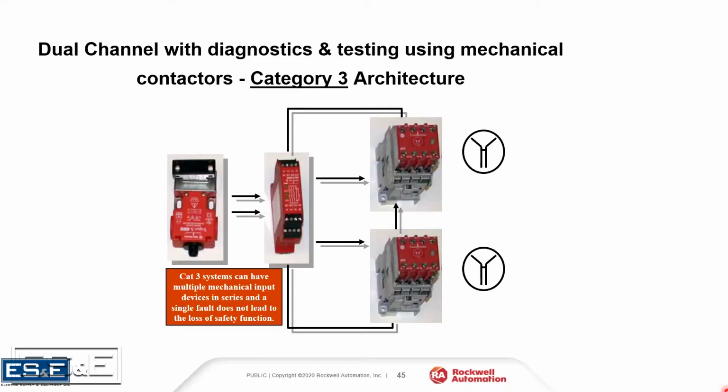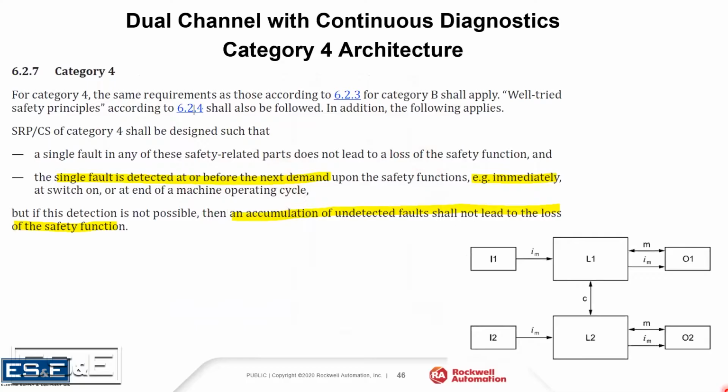And then the last is category four. What category four says is the same type of thing, in that the difference is it says a single fault is detected at or before the next demand, and an accumulation of undetected faults shall not lead to the loss of the safety function.